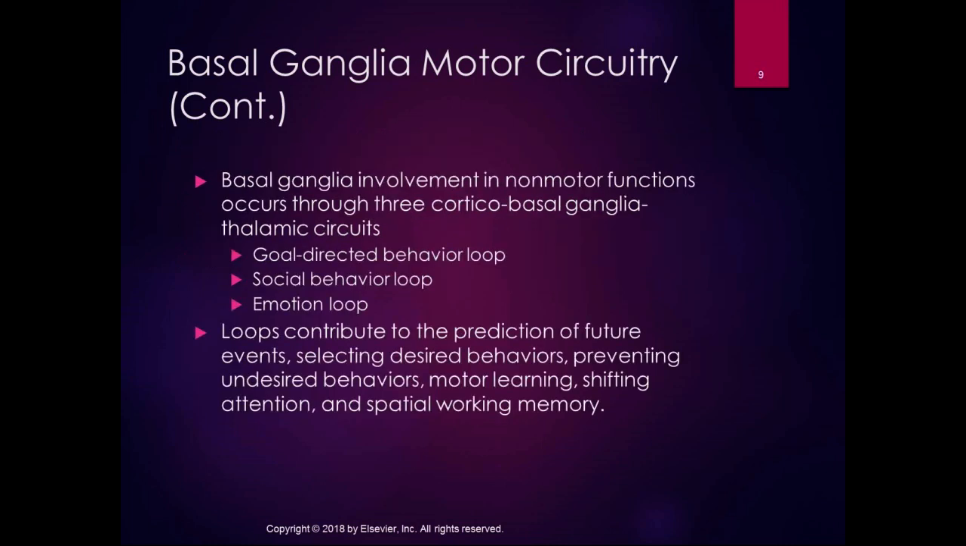Basal ganglia involvement in non-motor functions occurs through three corticobasal ganglia thalamic circuits. The circuits in the basal ganglia are usually referred to as loops. So we have the motor loop, a goal-directed behavior loop, a social behavior loop, and an emotion loop. The loops contribute to the prediction of future events, selecting desired behaviors, preventing undesired behaviors, motor learning, shifting attention, and spatial working memory. We'll talk about each one of those loops and what they do.